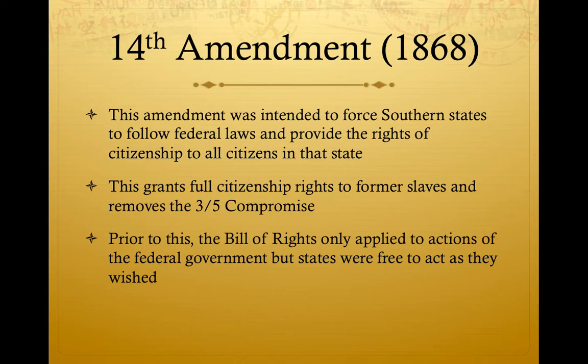The 14th Amendment gives full citizenship rights to former slaves, and it gets rid of the 3/5 compromise, which we had discussed previously. Now, prior to this, the Bill of Rights only applied to actions of the federal government. So the federal government could not limit your freedom of speech. The federal government could not limit your freedom of religion, etc., etc. But states could do whatever they wished. The 14th Amendment makes the full protections of the federal government come down to the state level.